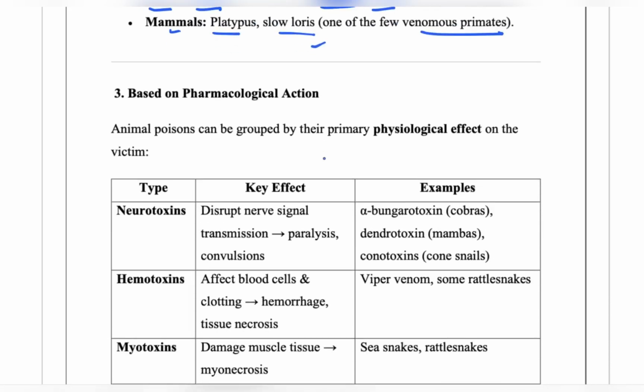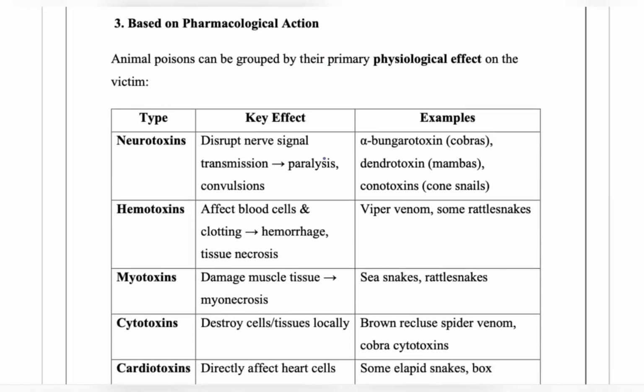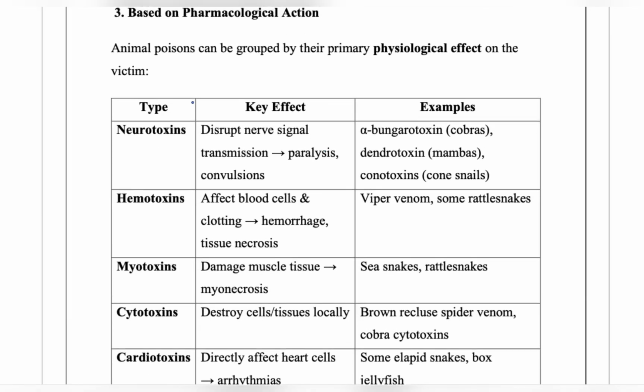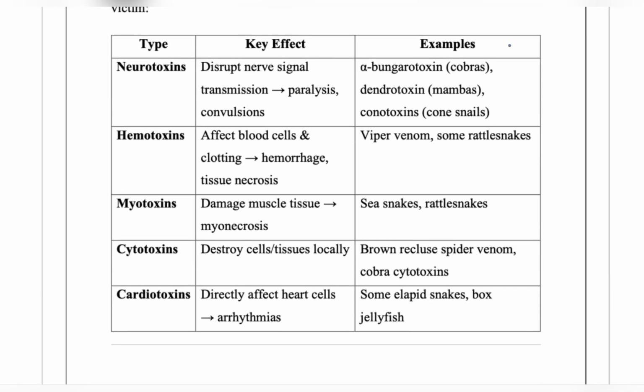The next classification basis is the pharmacological action. So how the toxins basically work, and this is quite important according to the classification system. You should know how the toxins work. So animal poisons are grouped primarily by their physiological effect on the victim. So these are the types. Neurotoxins, there is hemotoxin, there is myotoxin, then comes the cytotoxin and cardiotoxin, right? So these are the major types. Some other types may be there, but these are the major ones.